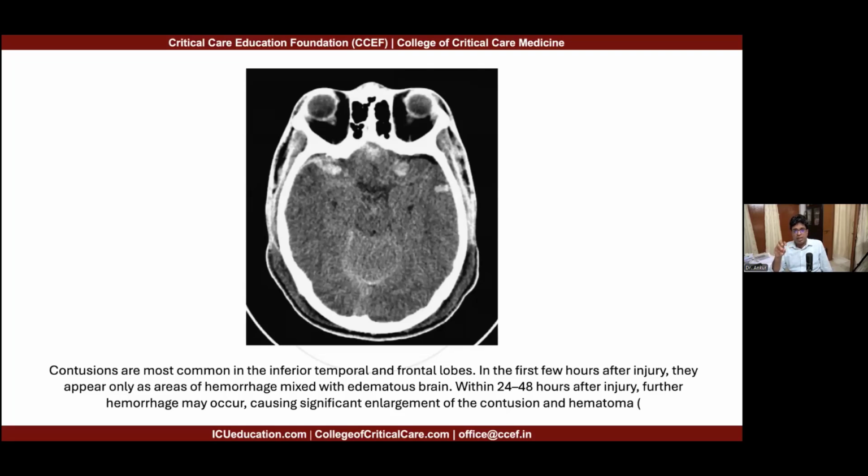The space is very less, and even a small increase in the size of contusions or edema, the patient can deteriorate very fast. So this is very, very important.